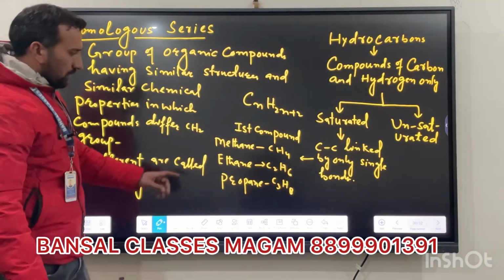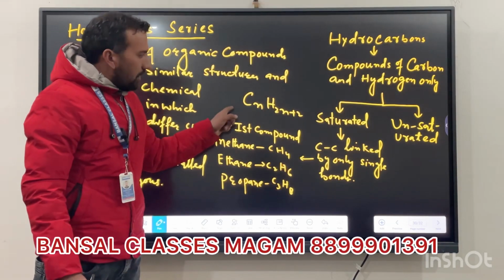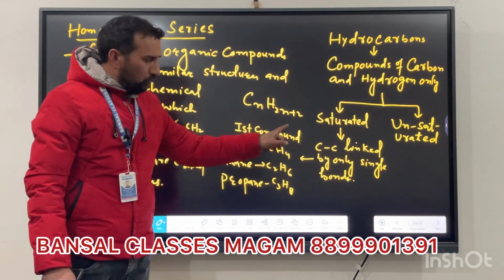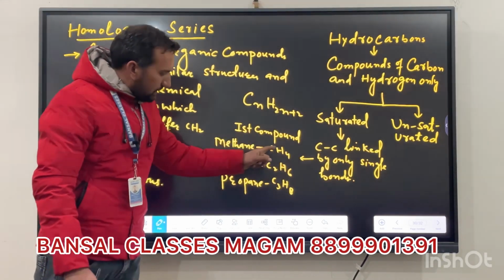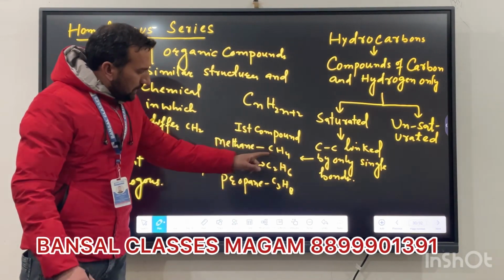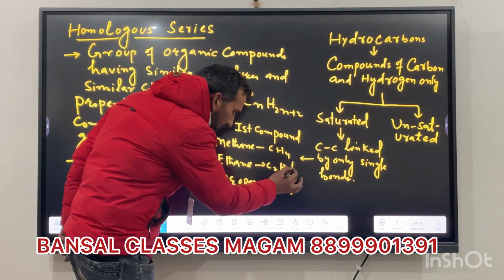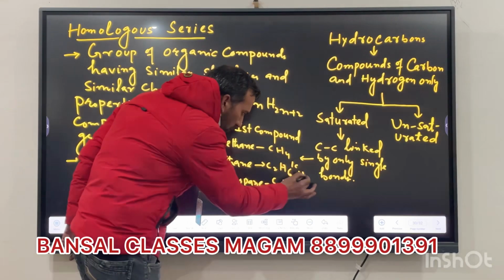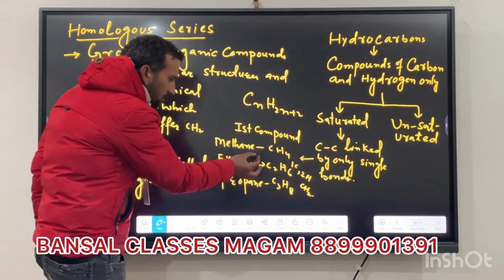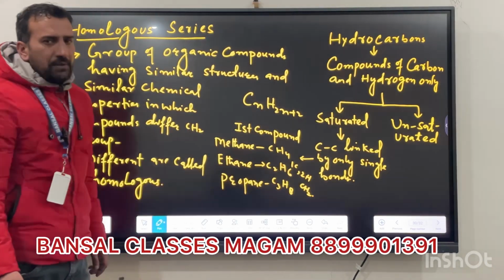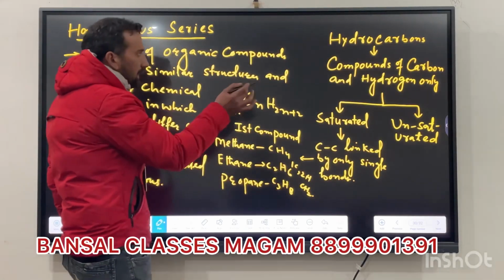Let us take an example. Like in alkanes, alkanes are represented by general formula CnH2n+2. In alkanes, methane is the first compound with molecular formula CH4. If we see the difference between methane and ethane, there is an increase of one carbon and two hydrogen atoms. That means there is a difference of CH2 group. And methane and ethane differ by a molecular mass of 14 units.